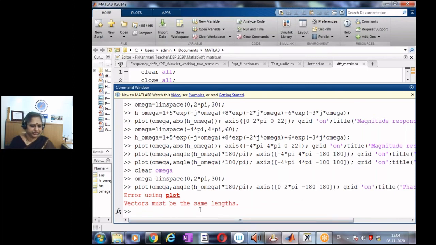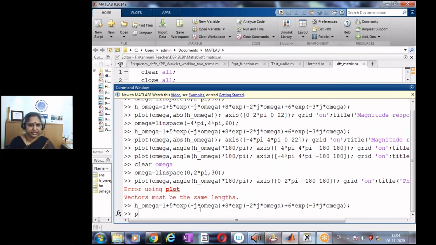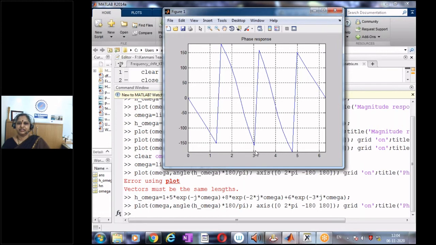Okay, I'm sorry. I have changed my omega, but I need to recompute my H of omega, and then otherwise, yes. So let us look at the phase plot. The phase plot is almost somewhat linear, but with a little deviation, and it varies in the range minus 180 to plus 180, because we have converted to degrees. And this is a phase plot, and it is again periodic. This is the plot in one period of 0 to 2 pi.